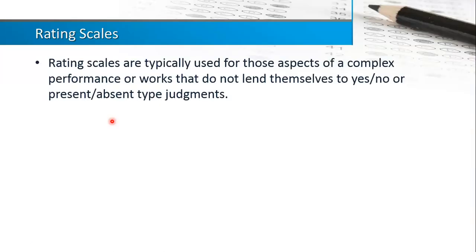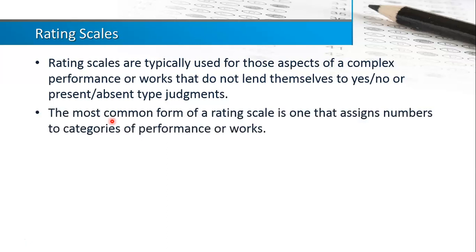That's why we also have this kind of method, which is called the rating scale. Rating scale is normally used when the complex performance of the work cannot be judged based only on yes or no, or present or absent. We still desire the quality of the performance of the work. The most common form of rating scale used is to assign numbers.